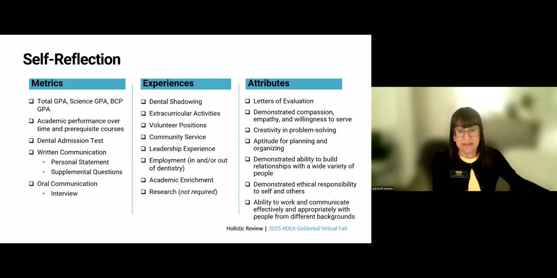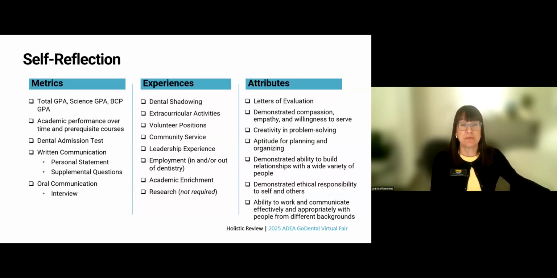The dental admissions test is also an area for evaluation, and in particular, your GPAs and the DAT are one marker to predict who will be successful in a dental school curriculum. Also, other areas within the metrics is written communication. So admissions committees will be using your personal statement, and institutions can have supplemental questions as part of the ADEA ADSAS application. Oral communication is also part of your interview and will become part of the evaluation.